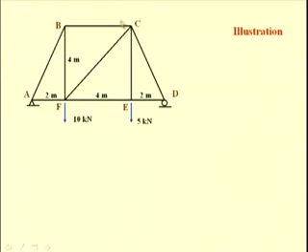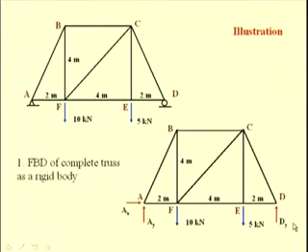In this problem, we can also consider this section because it is also possible to determine this reaction Dy. So, we can consider either the portion containing ABF or the portion containing CDE. So, in order to proceed, first let us find the reactions, that is at A and D, from the free body diagram of the complete truss.